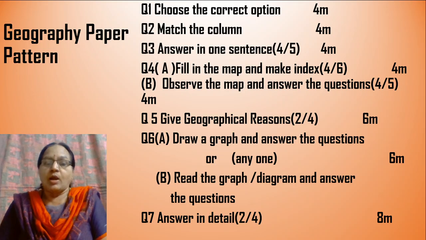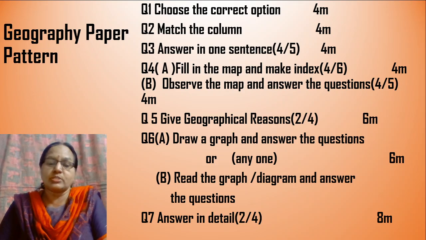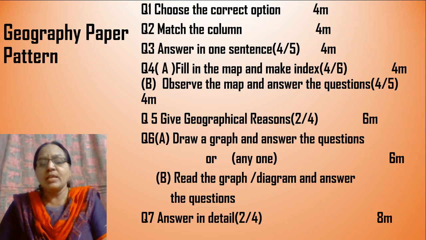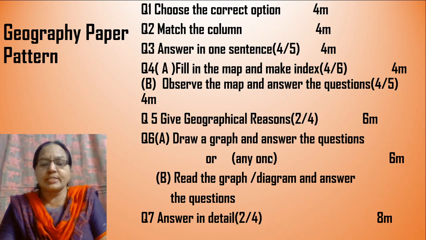Or if you are not doing 6A, you can do 6B. So here you have a choice. Read the graph or diagram and answer the questions. Under 6B, you'll be getting 6 questions and you'll have to answer all the 6 questions. So you have a choice here. Either you do 6A or 6B.